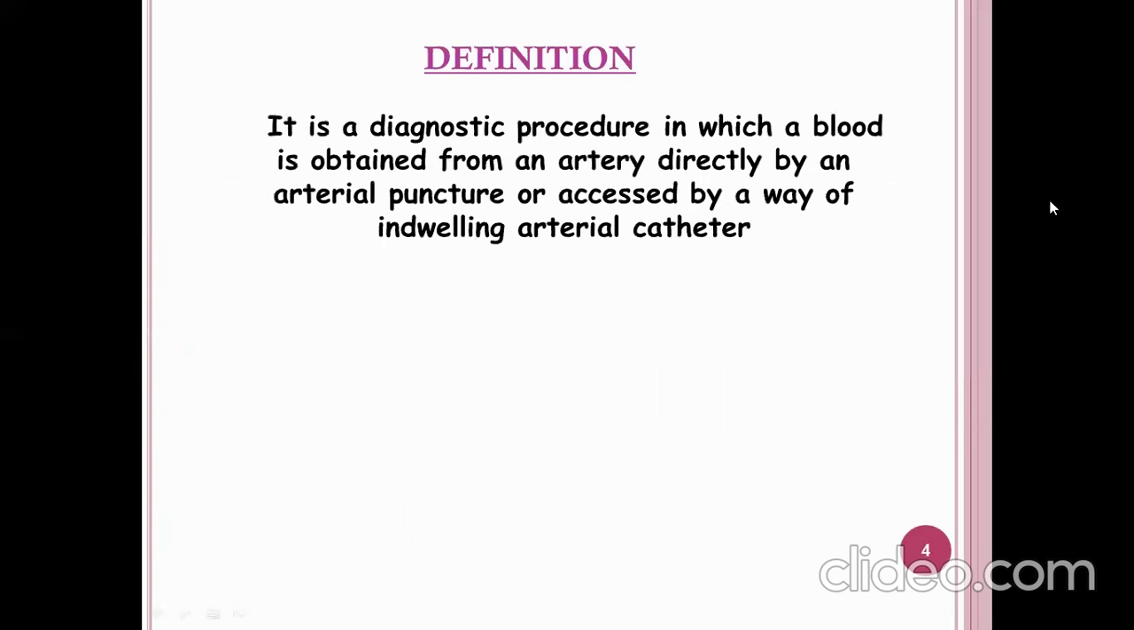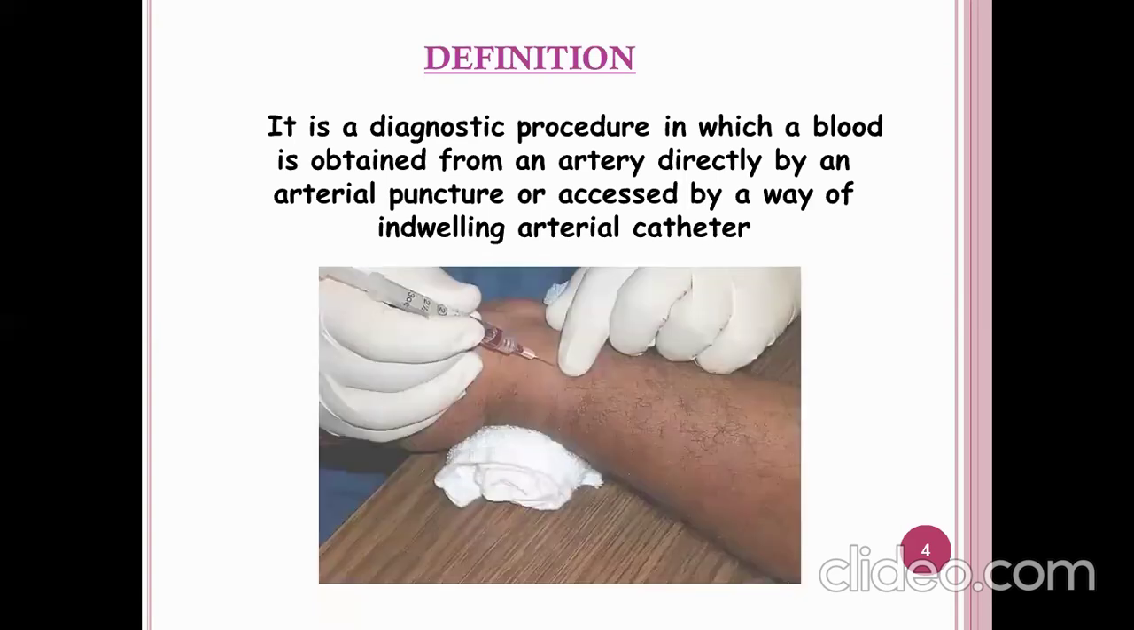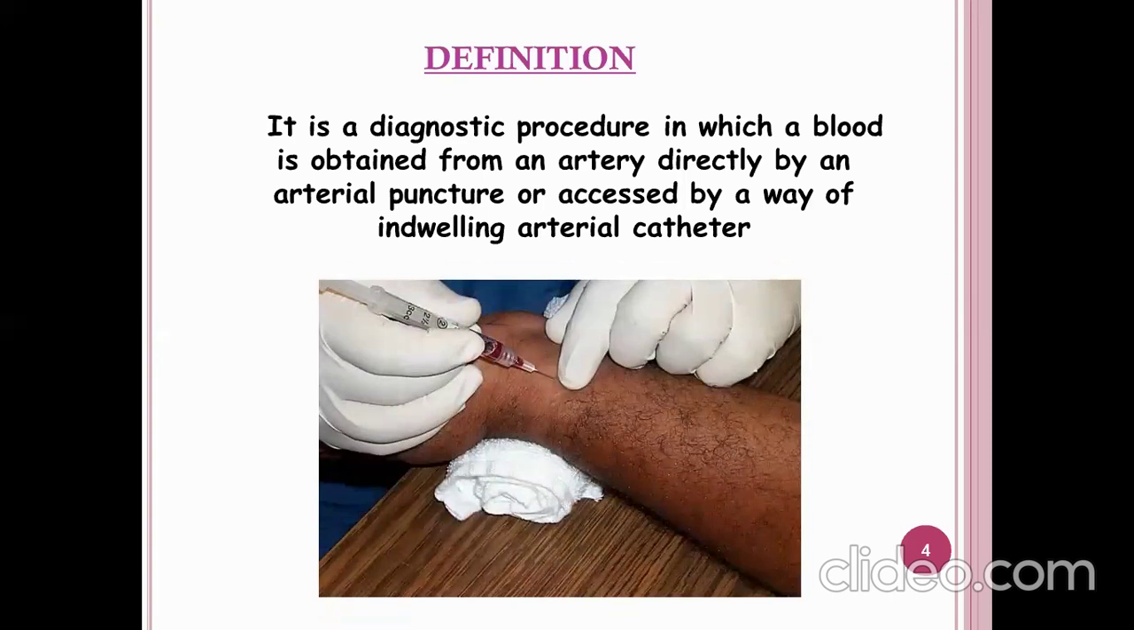So coming to the definition of the ABG test, it is nothing but the diagnostic procedure in which blood is obtained from an artery directly by an arterial puncture. So through the arterial puncture, we are getting blood, which can also be assessed by way of an indwelling arterial catheter. So this is the way we are going to draw the arterial blood for the ABG analysis.